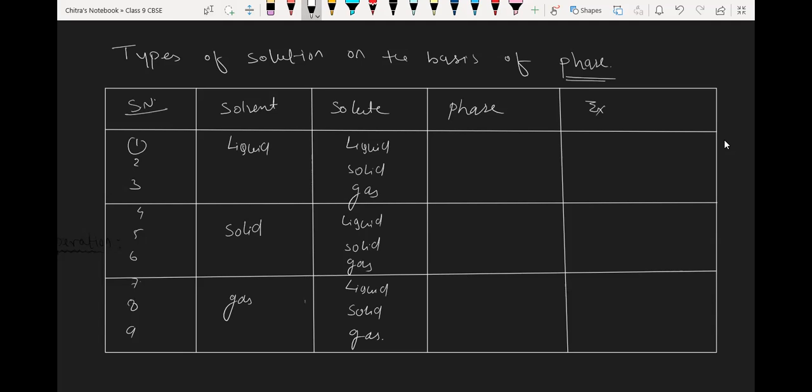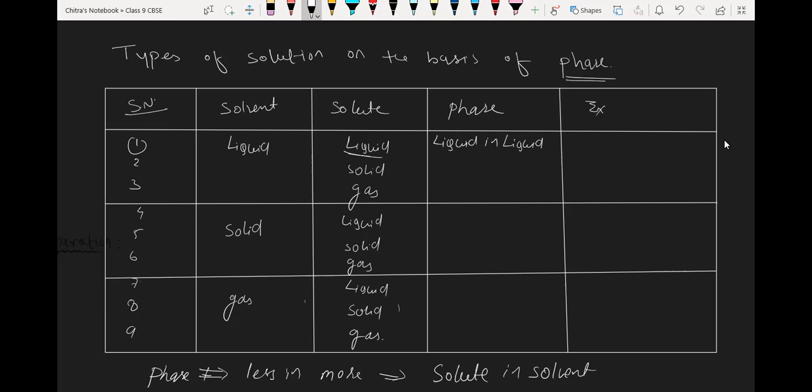See how the phase is going to be. So I'm writing here phase: less in more. What is present in less quantity? Solute. So I am writing here phase as solute in solvent. So in the first case, solute is liquid here, so liquid in liquid will be the phase. Liquid in liquid.